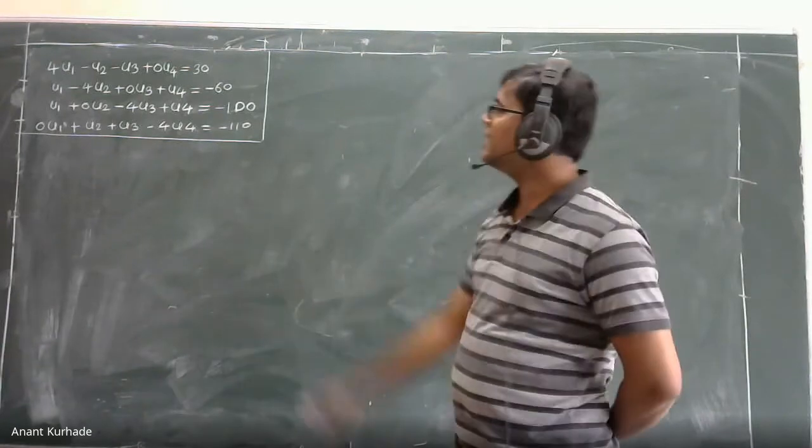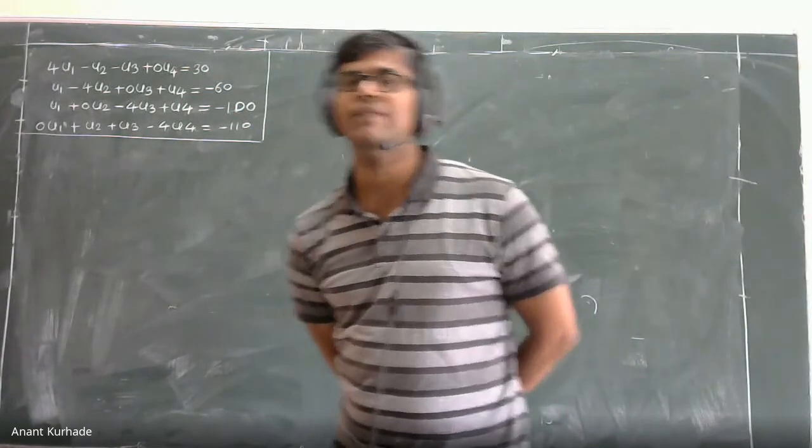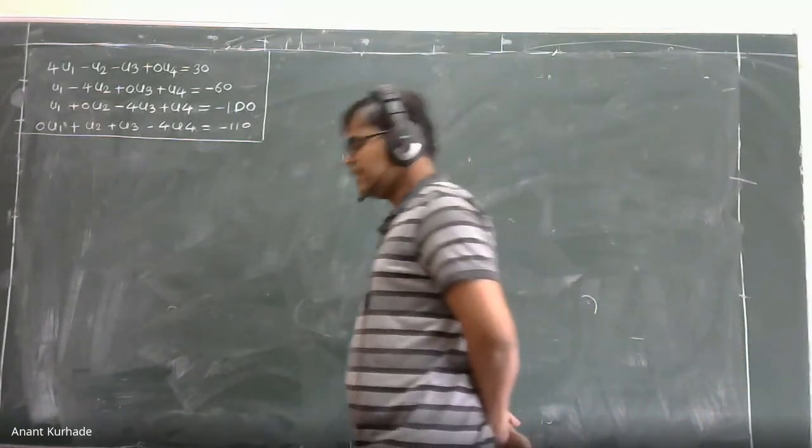See, the right side is a non-zero number, which means it is a non-homogeneous set of equations. We can solve this.